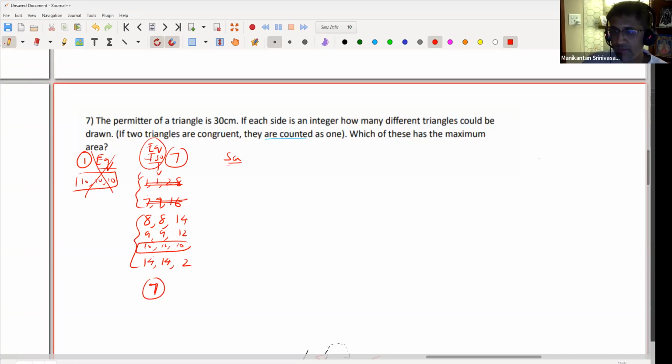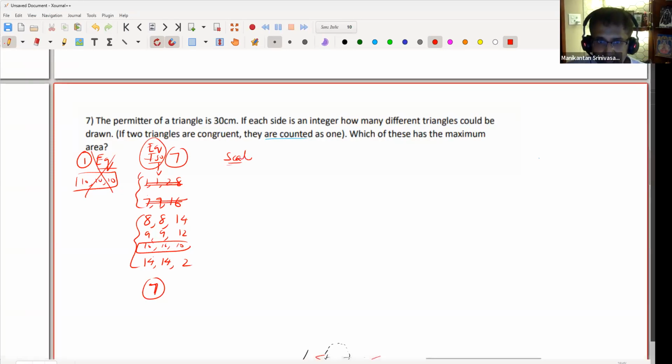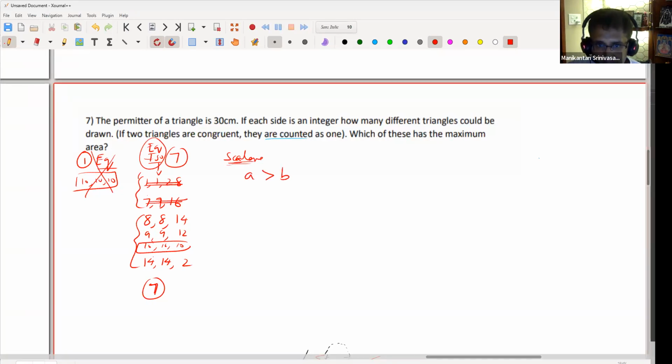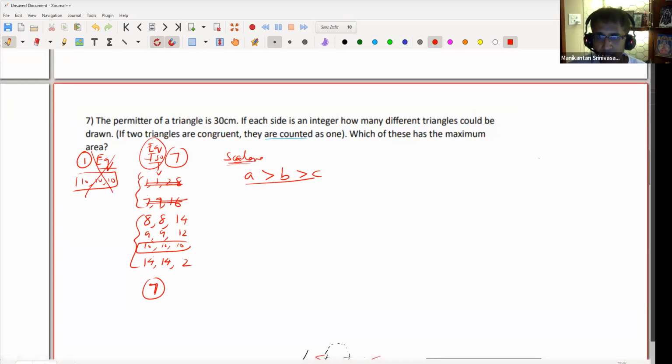Yeah. So 7 of them in this category. Now the scalene category is, we can safely say one side is bigger than the other side, which is bigger than the third side. This gives us a lot of flexibility. So let's start with, back to what Kunal was saying, the highest can only be 14. It cannot even be 15.